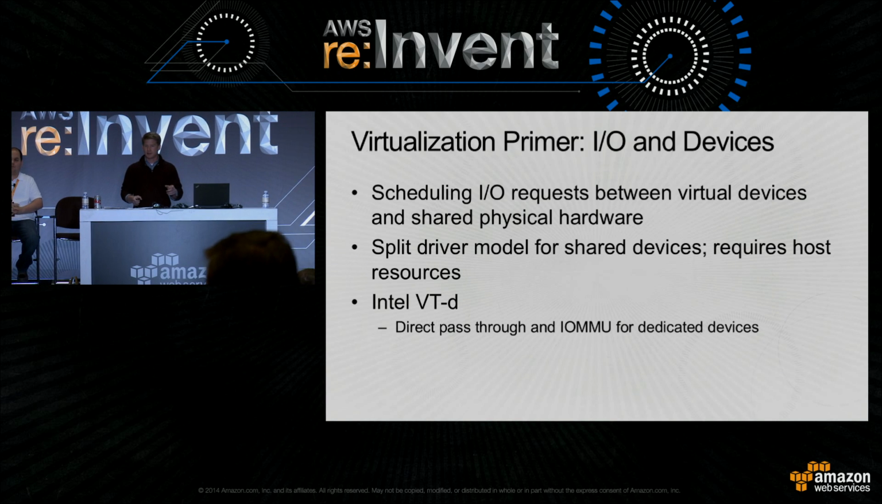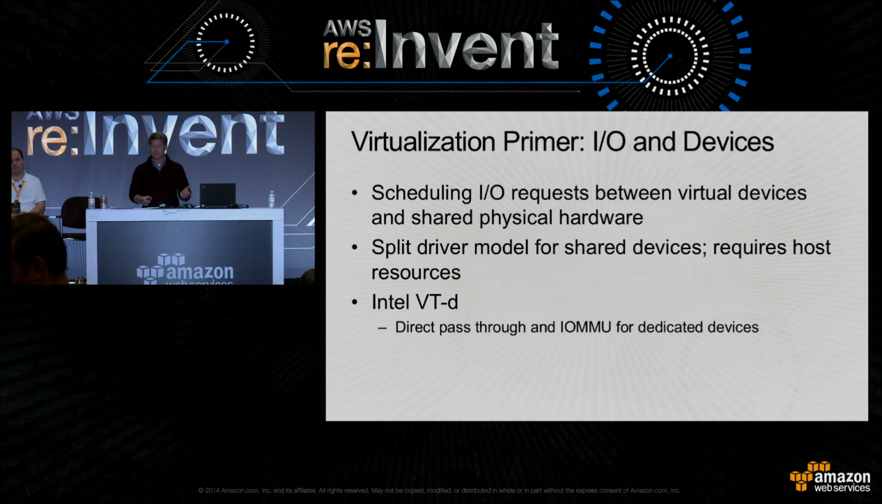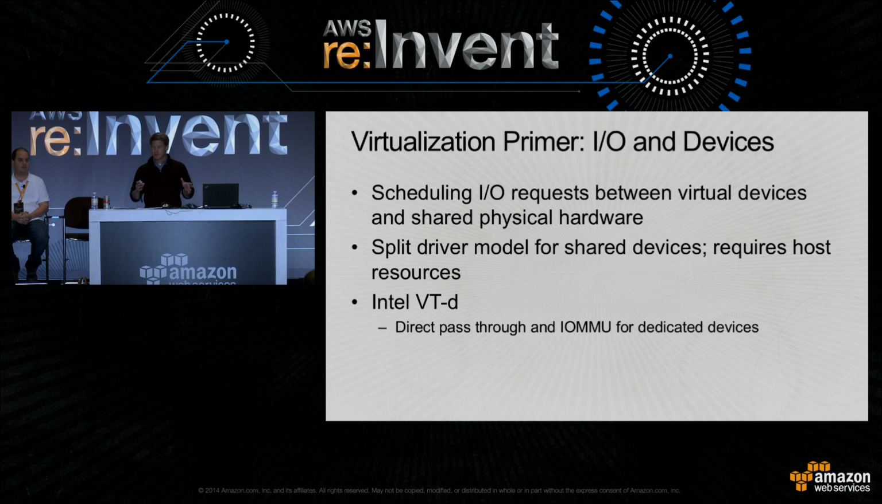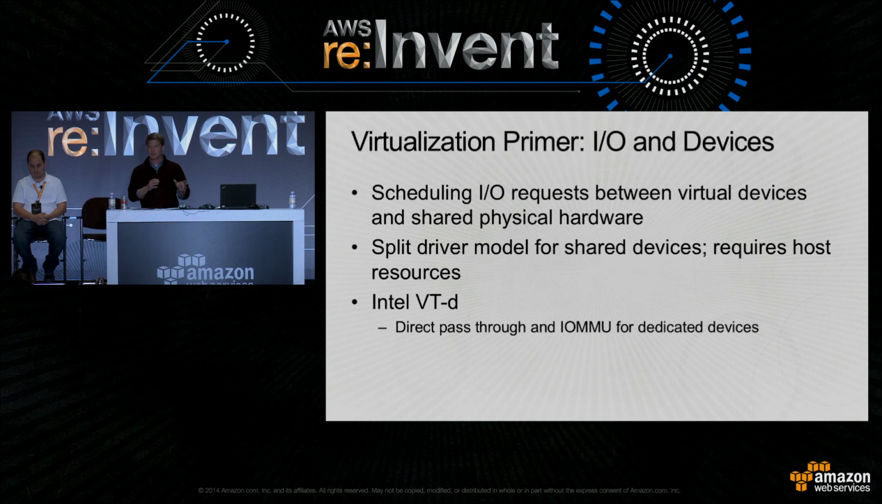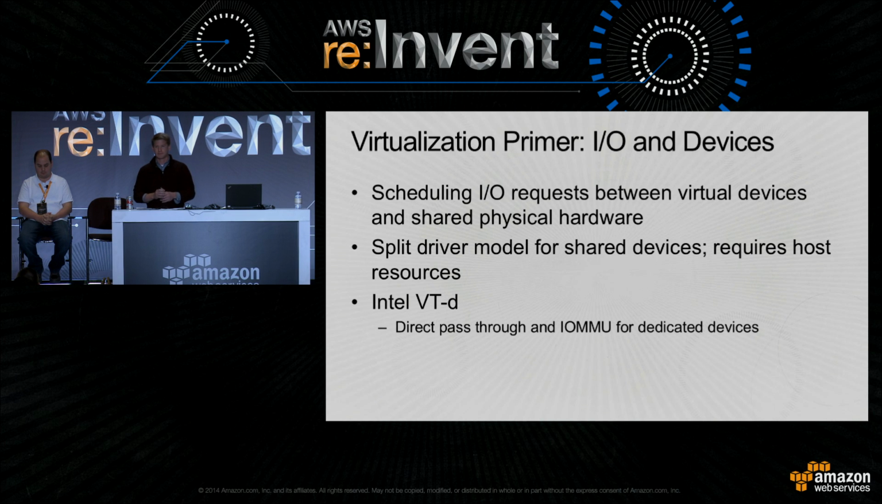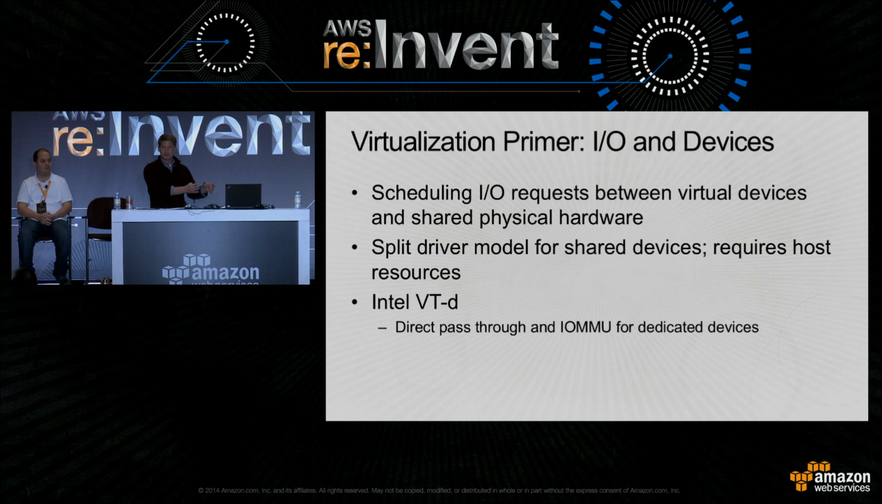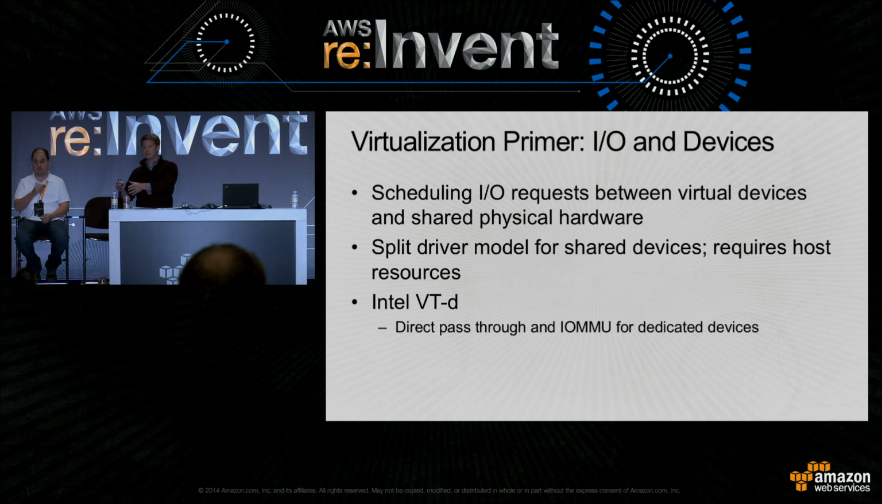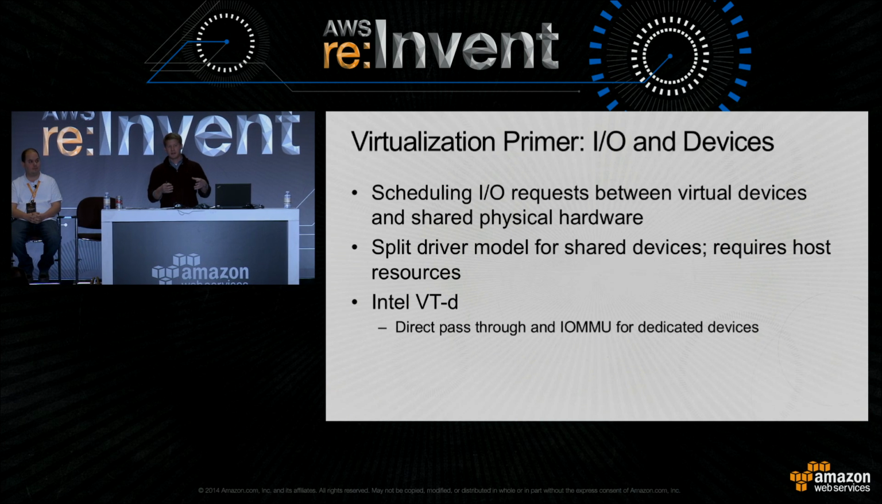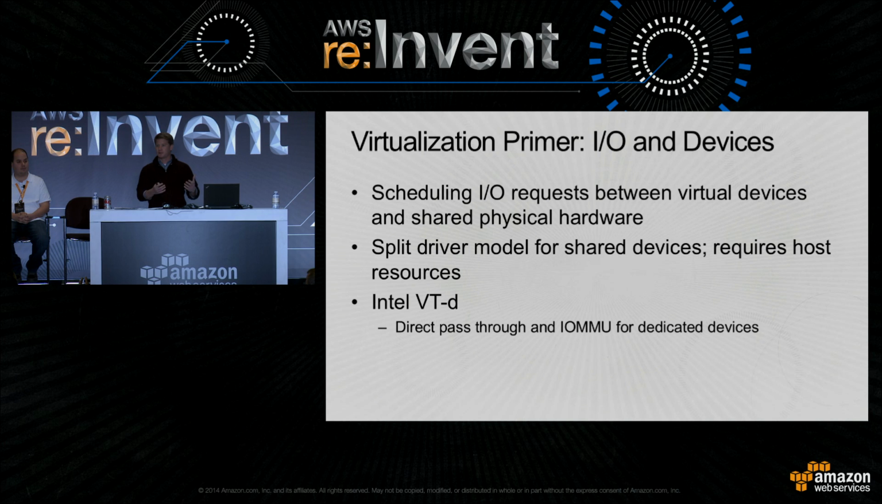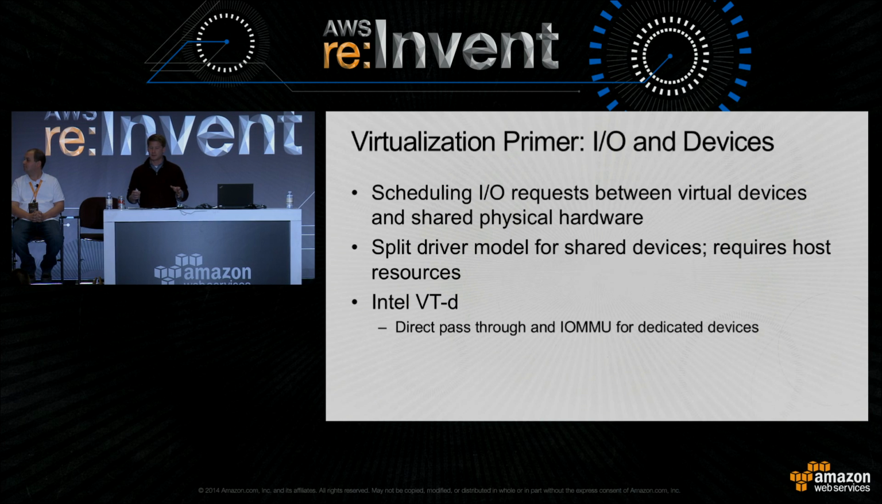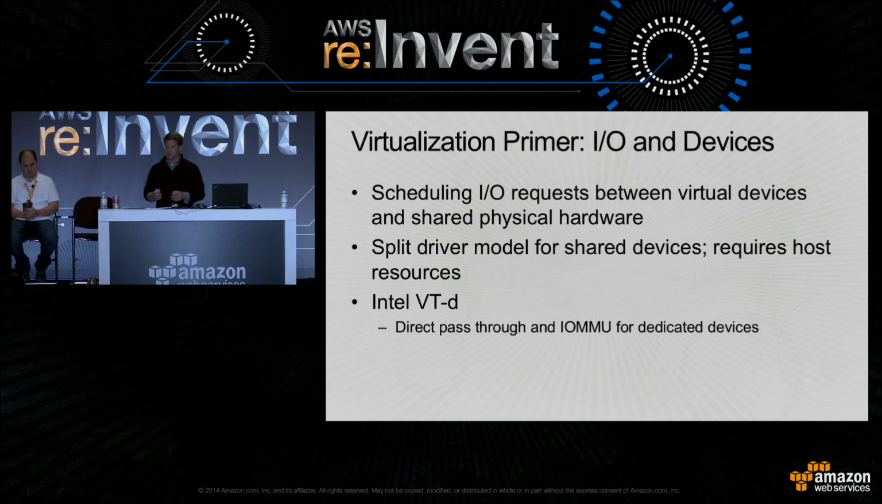Consistent performance is also one of the challenges of providing I/O to virtual machines. I/O requests from virtual devices must be scheduled across shared physical hardware. And what's commonly used is a split driver model where hardware-specific drivers reside in a control OS, and a simple front-end driver resides in the guest OS and communicates back to the control OS through a back-end driver. It's the responsibility of the host then to multiplex and schedule these I/O requests from various virtual machines. That process can require host resources, and that can also cause some variability.